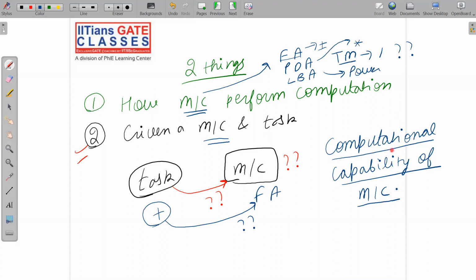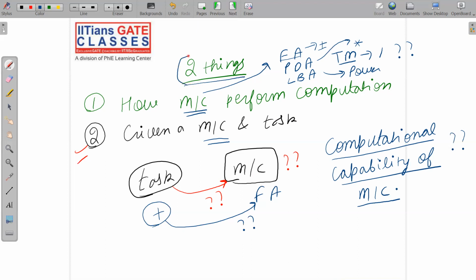This is the very basic question which we are going to answer in this subject, and that is nothing but computational capability of machine. And the very first is how a machine performs computation. So how FA actually does computation, how PDA does computation, and so on. We will study all these things in pretty much detail in this subject. I hope I have cleared all the basic concepts.